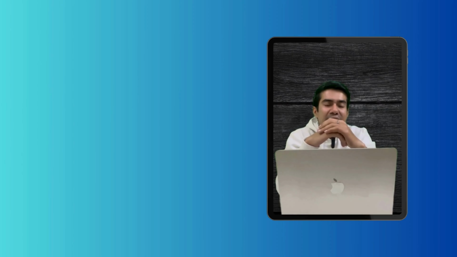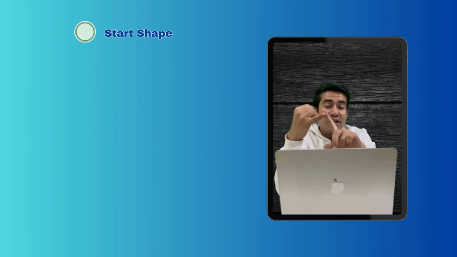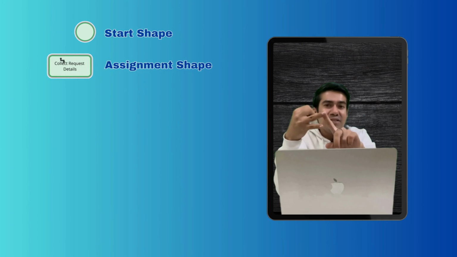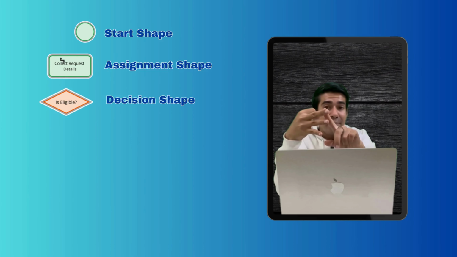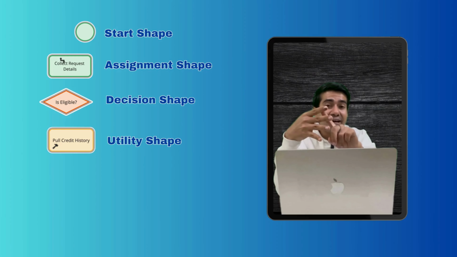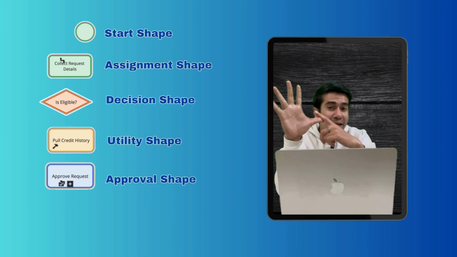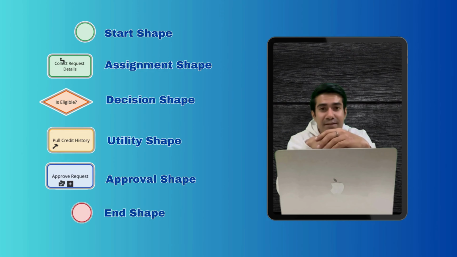Let me quickly sum up the shapes we used here. Start shape, which denotes the beginning of a process. Assignment shape, which is used for collecting and displaying information to end users via forms. Decision shape, which lets you automate decision making. Utility shape, which helps you define the logic for a specific activity. Approval shape for handling approvals efficiently. And finally, end shape, which marks the end of a process.